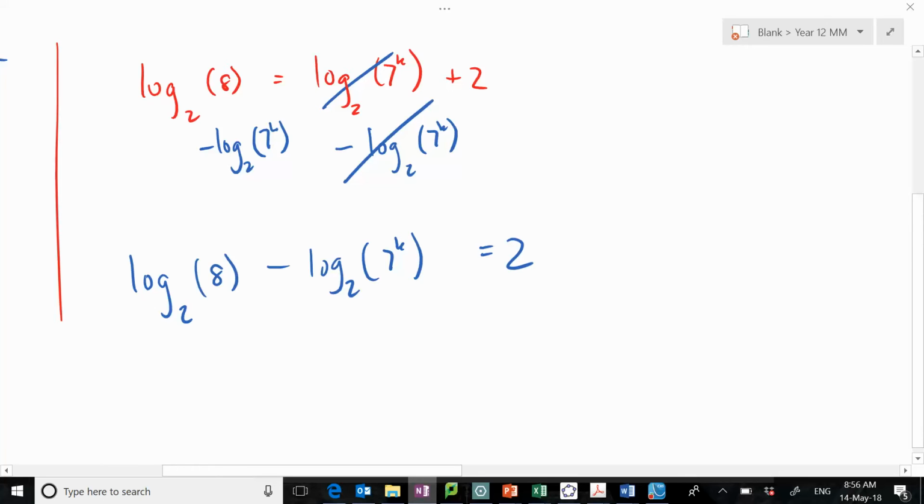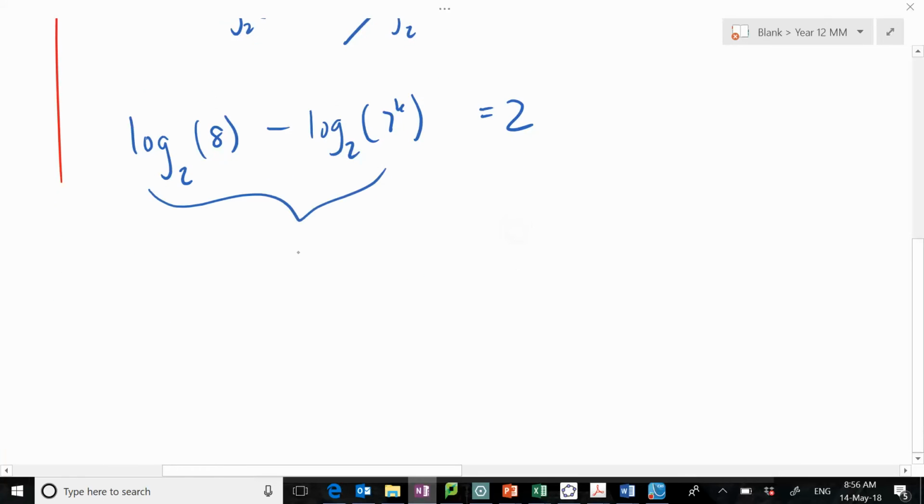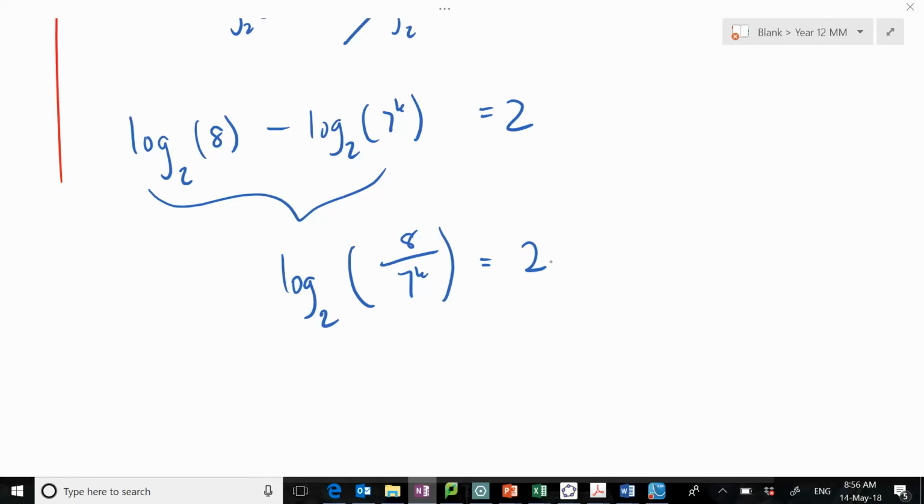So now it becomes, using law number 2, log 2 of 8 divided by 7 to the k, equals 2. Now you can do what Luke said before. On the left-hand side, you've got a base 2 log, and you've got equals 2. They're 1 term each. So now you can say the inverse of log base 2 is exponential base 2. So here we go.